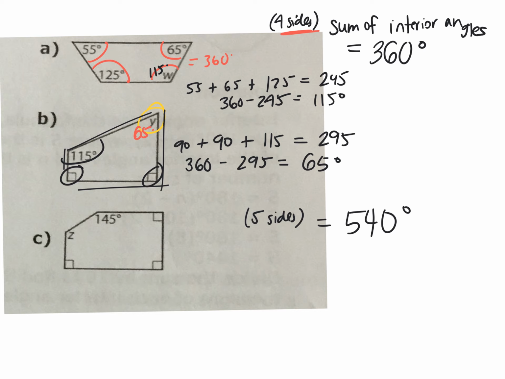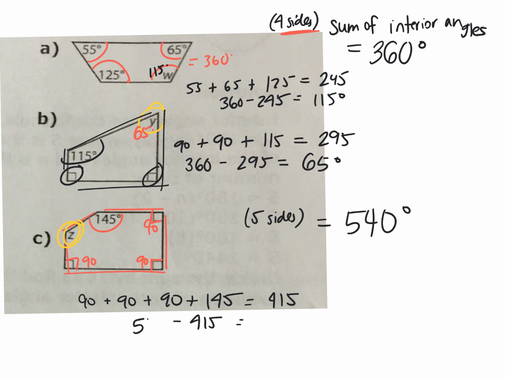Easy. The last one is a five-sided shape. 1, 2, 3, 4, 5, and we're trying to find this angle, but we know that this angle is 145. What are these angles? 90. So what do you get if you add up all the angles that are given? 90 plus 90 plus 90 plus 145 gives you what? 415. What do I take that away from? 540, because in a five-sided shape the angles add up to 540, and we get 125 degrees. Raise your hand if you got that one right.